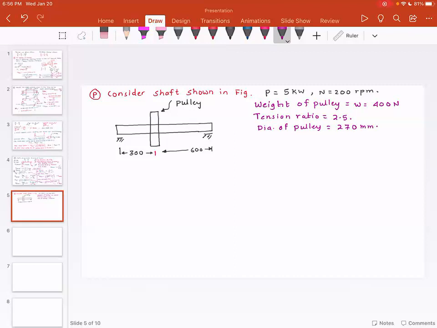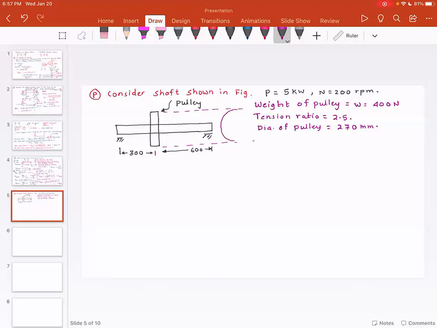So this problem is a little tricky. So we solve this problem step by step. First and foremost, we have this shaft that is transmitting 5 kilowatts at 200 RPM. And I want you to look at the side view of this pulley. I'm going to draw the side view of this pulley.